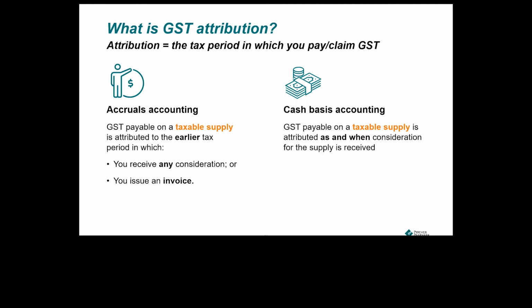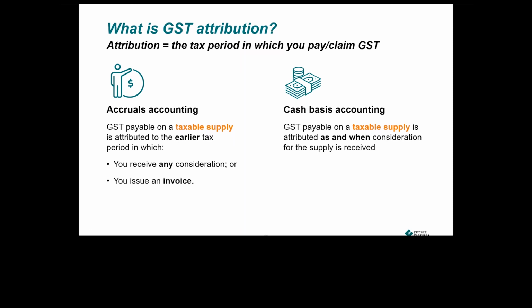So for a non-cash basis or accruals accounting taxpayer, the GST payable on their taxable supplies must be attributed to the earlier tax period in which they receive any consideration for that supply, or they issue an invoice for that supply. So whichever of those occurs first, that is the period to which the relevant GST in respect of that taxable supply must be attributed and must be reported in that business activity statement.